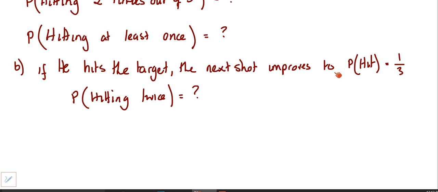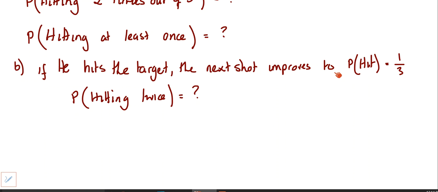This time you're going to need to do a new tree diagram. You have to consider it very carefully. I've got the same thing. What's the probability of hitting twice? However, this time, if he hits the target, the next shot improves to a probability of hitting of 1 out of 3. The reason is, if you hit it, you do exactly the same thing again, so it's more likely that you'll hit the next one.